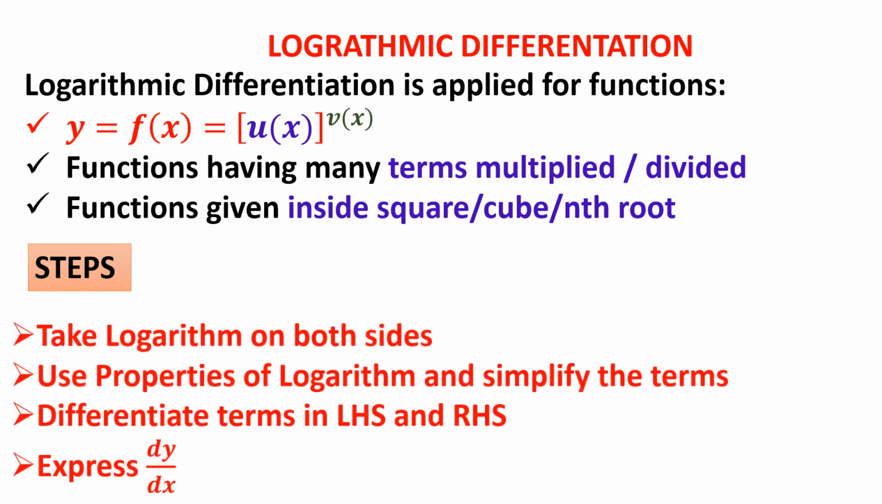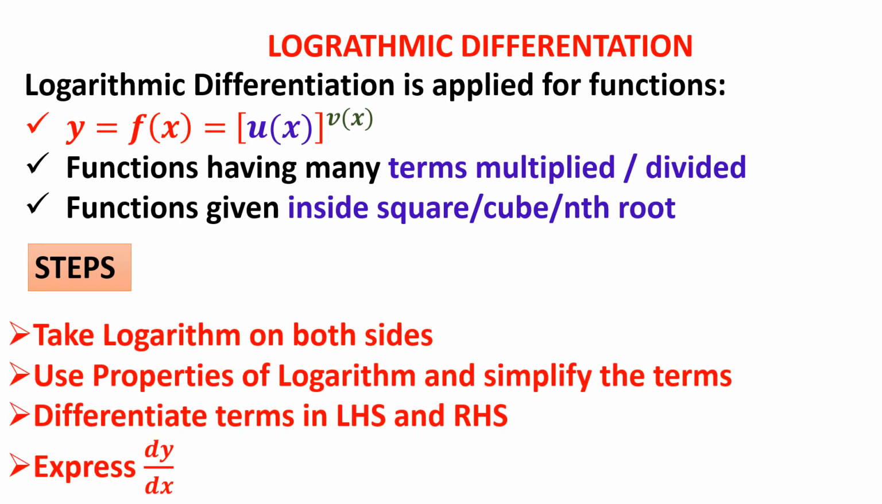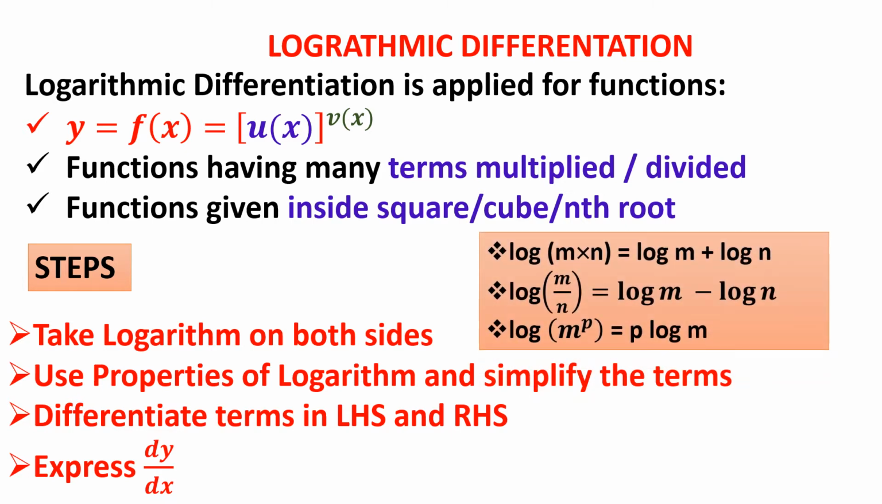What are the steps involved? We have to take logarithm, use the properties of logarithm and simplify the terms. After the properties of logarithm are applied, we have to differentiate both LHS and RHS and keep only dy by dx on the left hand side, and then dy by dx is equal to what. And for that we will have to use the properties of logarithm.